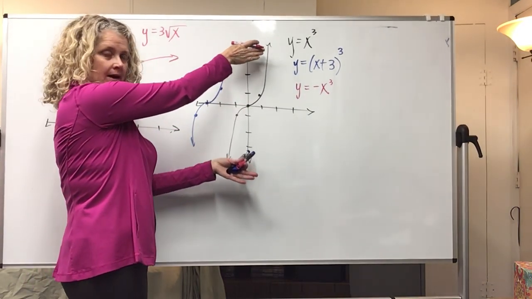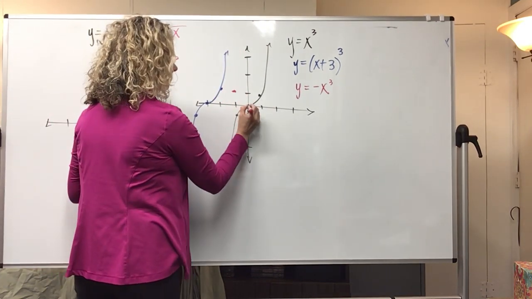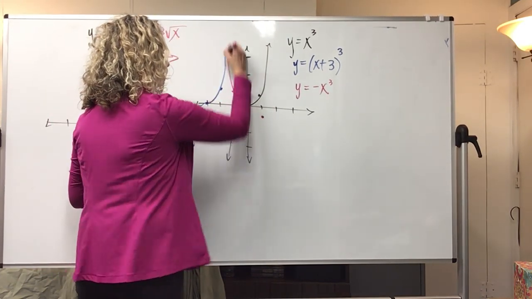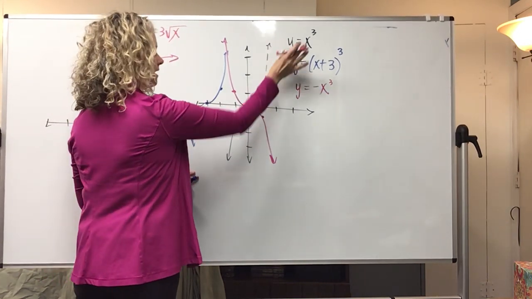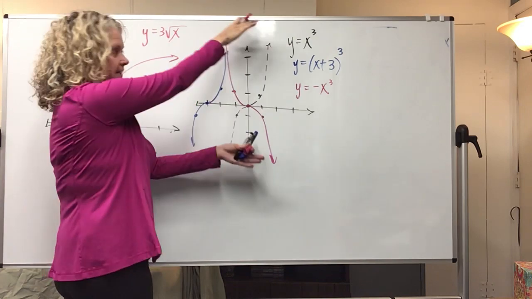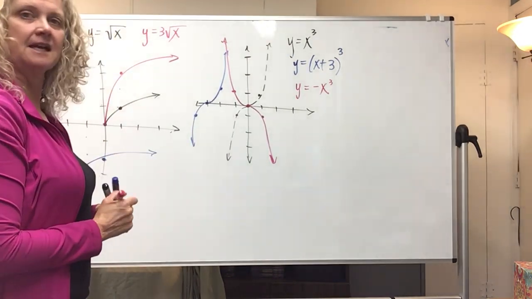So if you took this graph and you'd rotated it, you're going to get this resulting graph. I'll go ahead and make that dotted. It's a little easier to see. And you can see it's as if you flip this upside down, which is what a reflection about the x-axis would be.